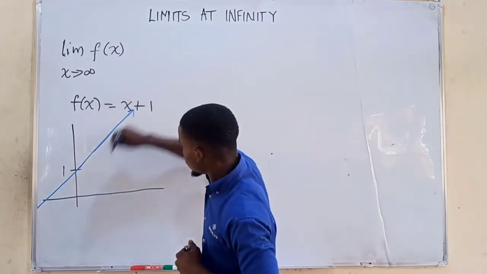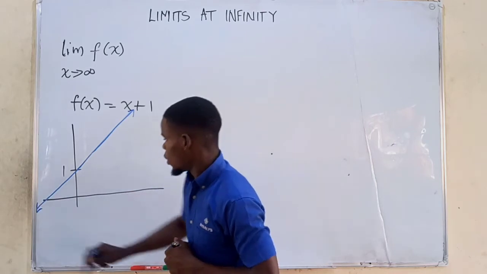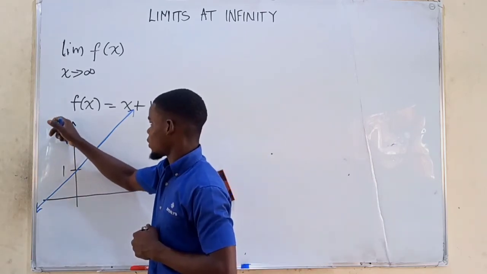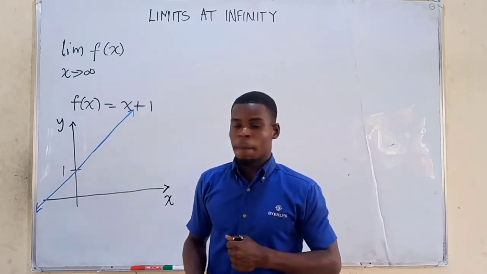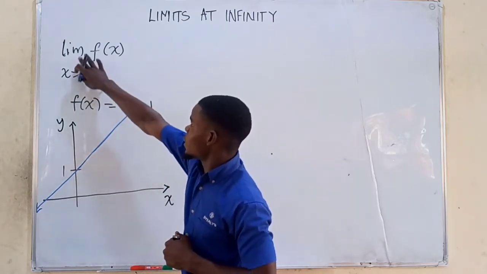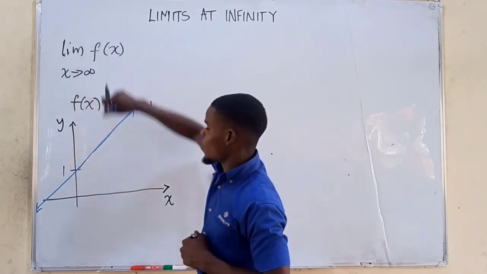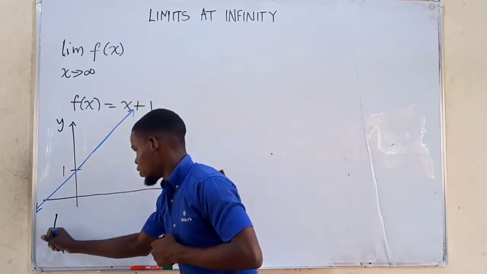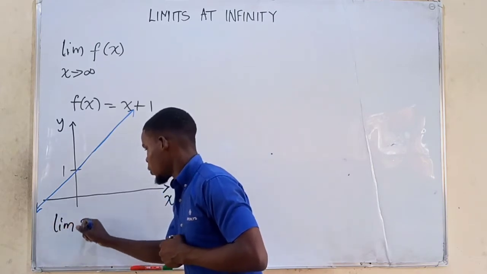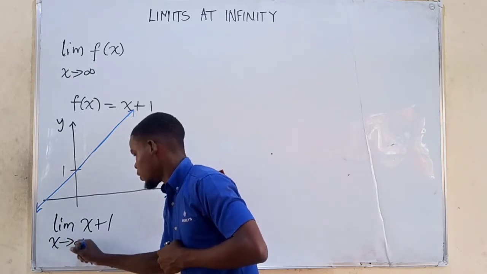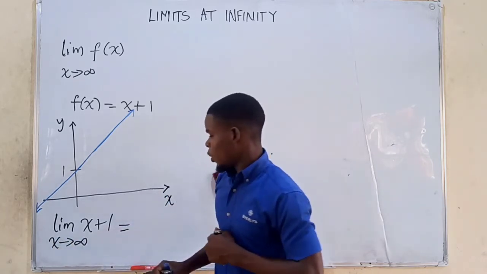Good. And now, this is the positive x-axis. You can call the vertical axis f of x, or you can call it y. Now let's see what we've got. Let's say this is the limit of f of x. In this case, f of x is x plus 1 as x approaches infinity. Let me just put it down here: the limit of x plus 1 as x approaches infinity. So you want to see what this gives us.